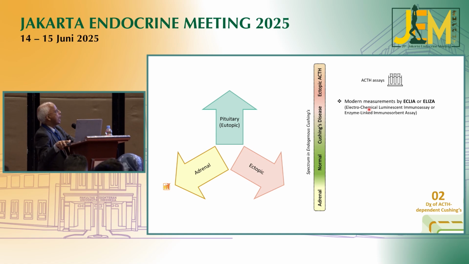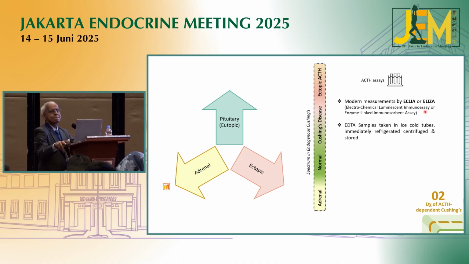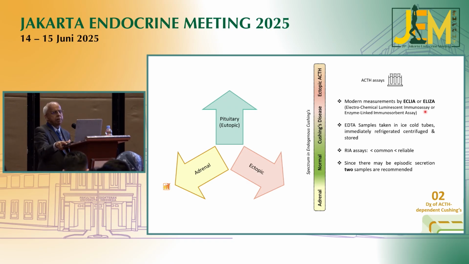So beware of ACTH assays. We commonly do them by ECLIA or ELISA. You have to take the samples in chilled tubes, with a refrigerated centrifuge. RIA assays are not as reliable. There may be episodic secretion, so we do 2 samples, and the gold standard method is mass spectrometry.